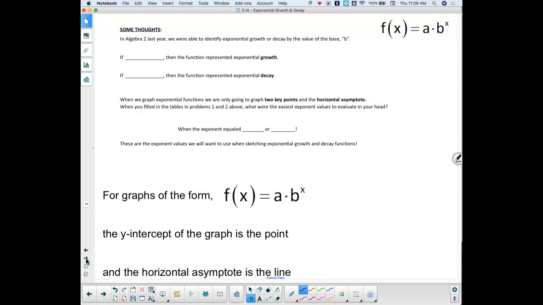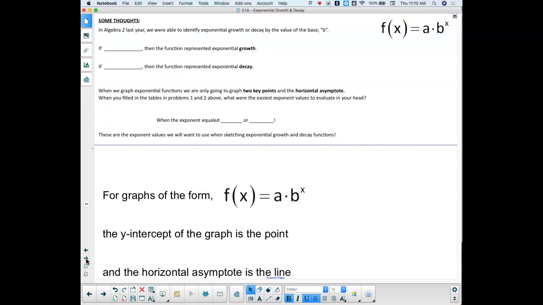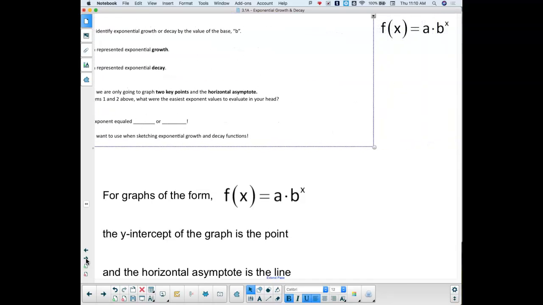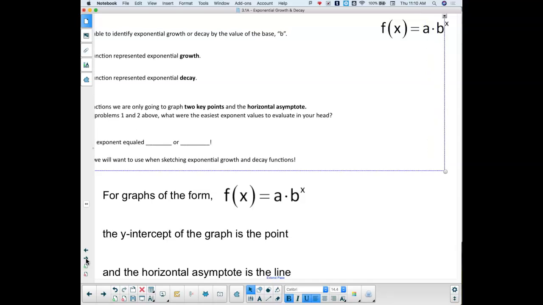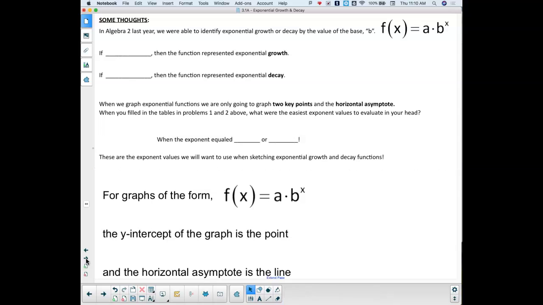So, some thoughts from Algebra 2 last year. We were able to identify exponential growth or decay based upon the value of b. Let me see if I can make that a little bit bigger. There we go. If what values of b make it a growth function? If b is greater than what? 0? Do we agree with greater than 0 for a growth function?